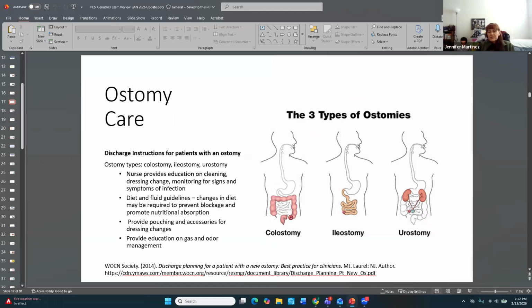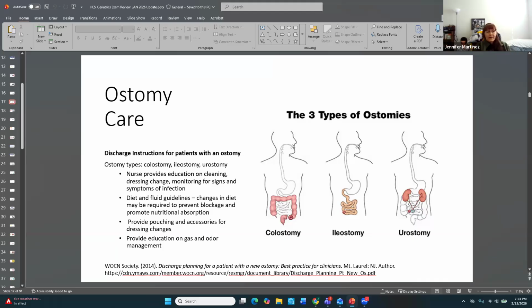If we have a new patient that has a new ostomy, we're always going to provide education on cleaning, how to change the dressing, put the colostomy bags on, as well as monitoring for signs and symptoms of infection, as well as the ostomy itself. We do want that ostomy to be moist and pink. If it starts turning purple, black, or other colors, that is a sign for concern, meaning it's not getting enough blood flow.